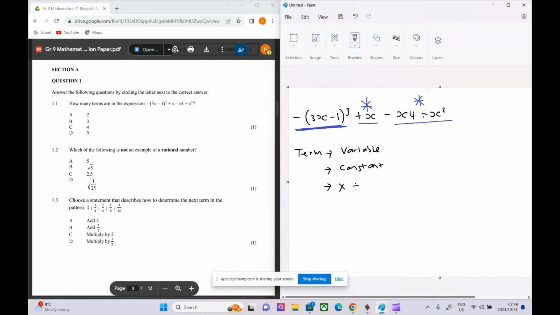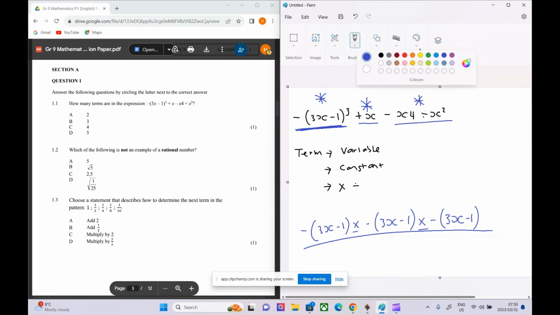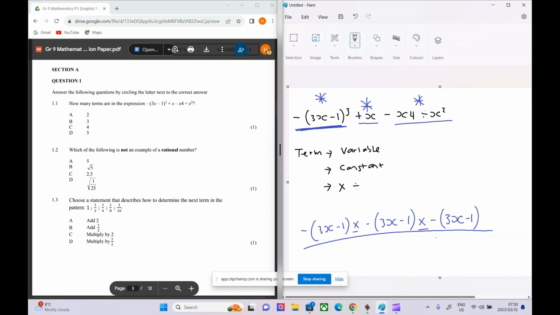but it's just one. If we just look at this bracket quick, if I was to expand this bracket, I would get minus 3x minus 1 times minus 3x minus 1 again, and times minus 3x minus 1. Okay, so that cube just means we're timesing it by itself 3 times. Again, they're trying to trick us because it's got these times signs, means this entire thing, even though it's massive, is just one term. Okay, so this bracket is also just one term. So for question 1.1, how many terms are in this expression? We're going to say there are 3 terms in this expression. Okay, so our answer for this would be B.